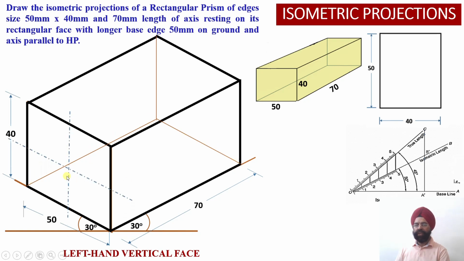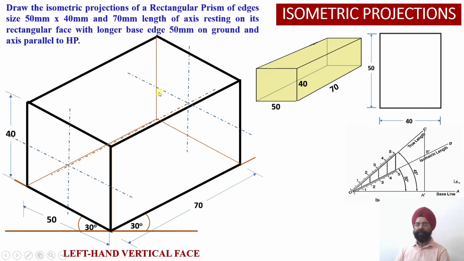Now we can find out the axis. Mark the center points of the front face as well as the back face, and once you join both of the center points, this gives me the axis of the rectangular prism, which is resting on its rectangular face on the ground, and it is facing the left side. So this gives me the front view, this gives me the side view, this gives me the top view of the rectangular prism.